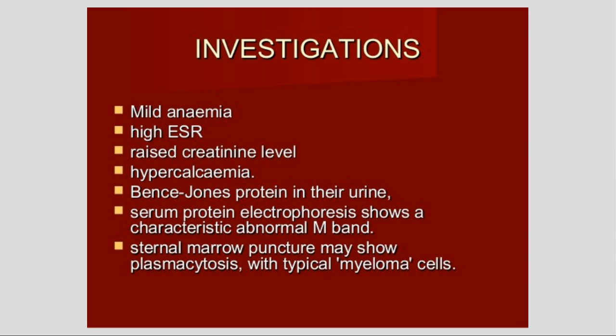So how do you investigate them? They can be anemic. They tend to have high ESRs. They can have elevated white cell count. They can have renal function impairment, either because of the high proteins which are going through the kidney or because of the high calcium which is going through the kidney. Or they can present with hypercalcemia, which is something you always have to look out for because that is an emergency which has to be dealt with very urgently.